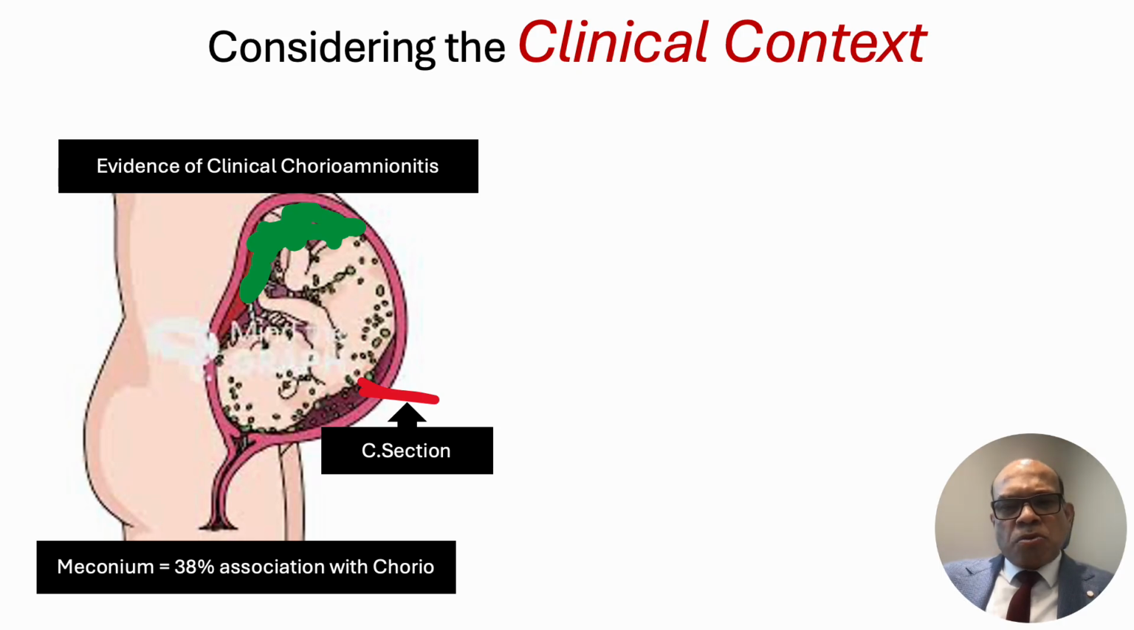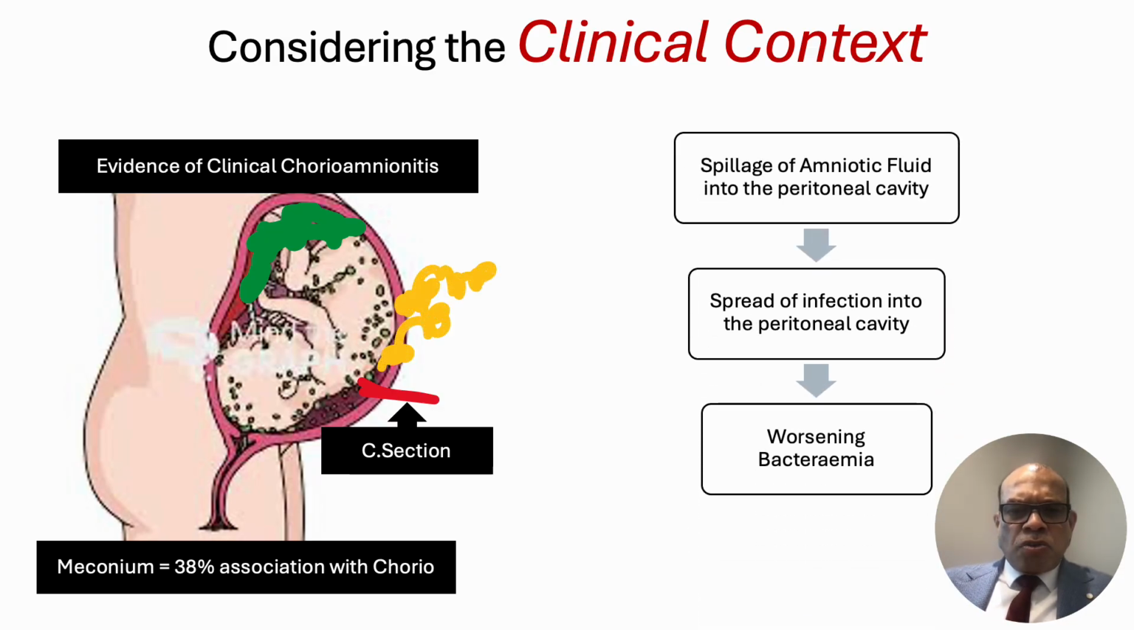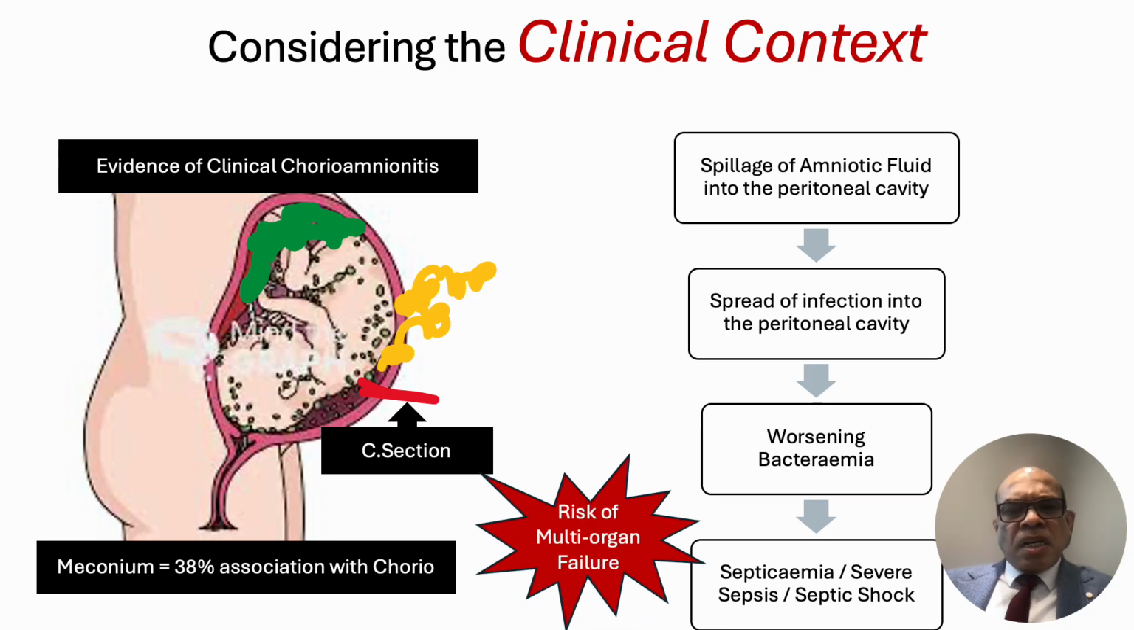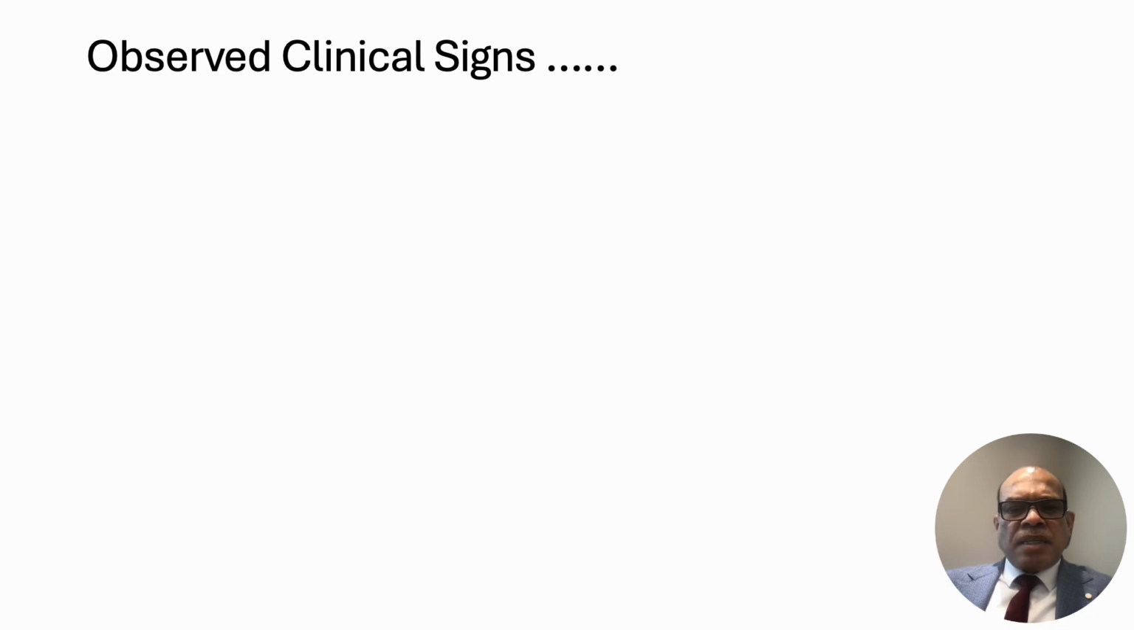Because once you open the uterine cavity, once you cut the myometrium, we have no control. We would let the bacteria from the amniotic fluid seep into the peritoneal cavity. We cannot prevent that during cesarean section. And as the bacteria enter the peritoneal cavity, which is very, very vascular, you are going to have rapid absorption of the bacteria, leading to bacteremia, septicemia, severe sepsis, and septic shock. And once we go into severe sepsis, septic shock, because of multi-organ involvement, we are risking multi-organ failure.